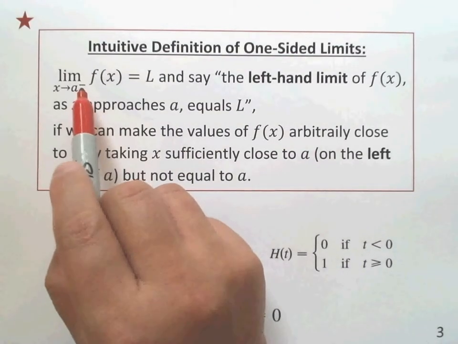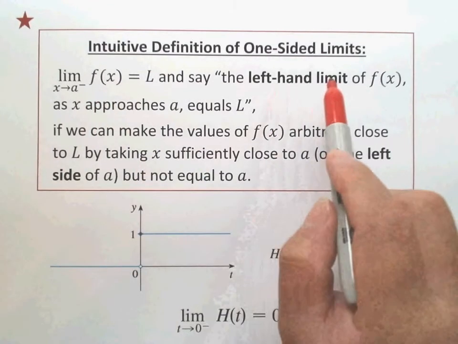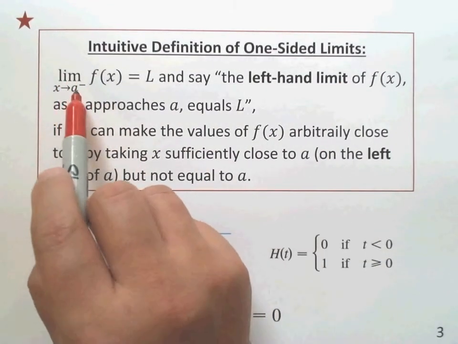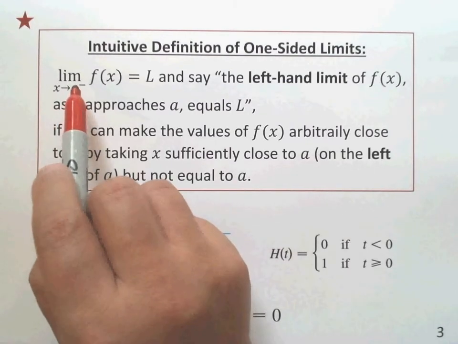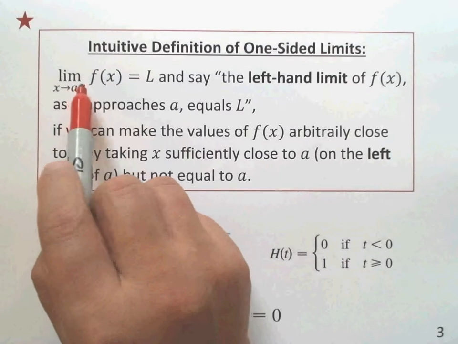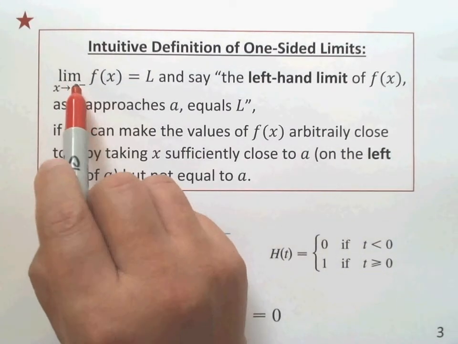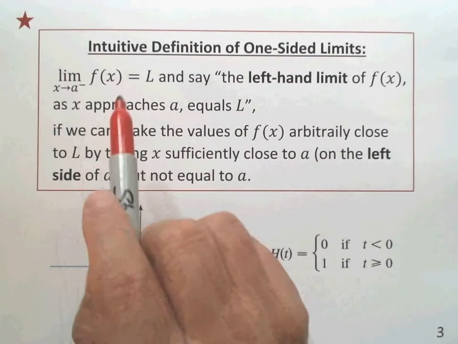So can you see what the difference is? This is what we call the left-hand limit. So only one difference: x approaches a from the left side, where we write x approaches a, excuse me, and put it not as an exponent. Okay, just put a minus. Minus means approaching a from the left side of a. Okay, I will show you an example later.